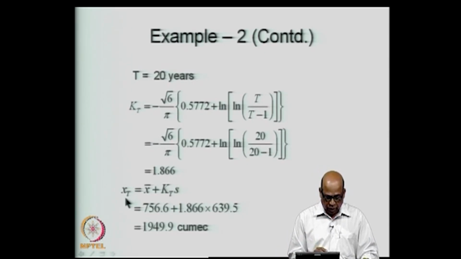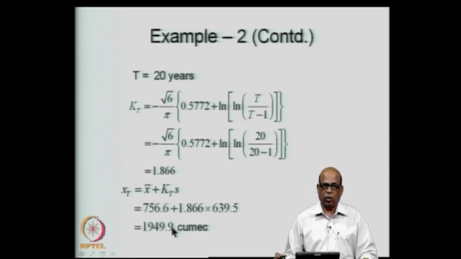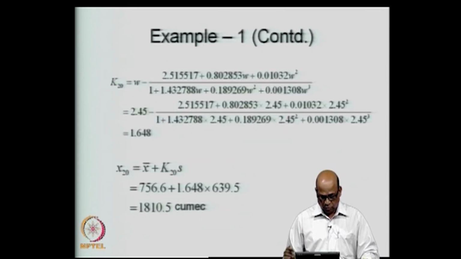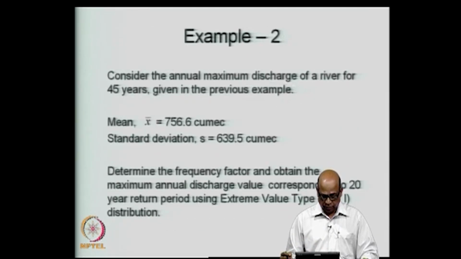And therefore, the x t, or the 20-year return period maximum annual discharge, will be equal to 1949.9 cubic meters per second, or around 1950 cubic meters per second, for the data that we considered. This is higher than the normal distribution, where, if you look back, you got somewhere around 1800 cubic meters per second.